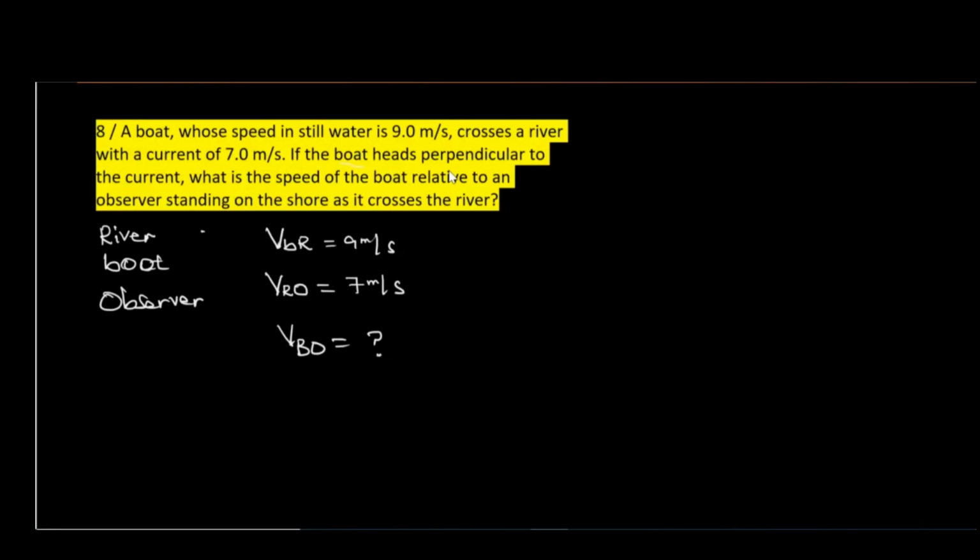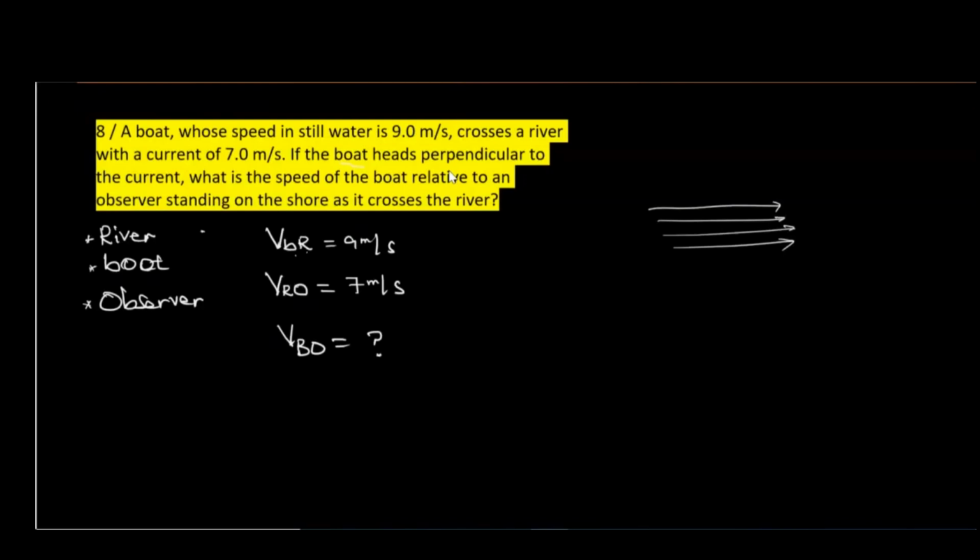Very good. Now, as always, let's make a picture of the situation. There is a river crossing this way. We can call this the velocity of the river relative to the observer, because we have three things: a river, a boat, and somebody observing the situation. So the boat sails in still water. This is the boat's speed on the river. V_BR indicates the velocity of the boat relative to the river.